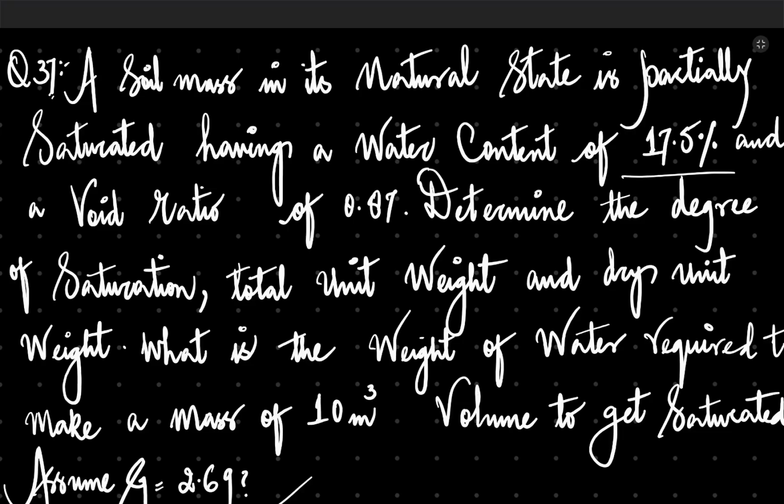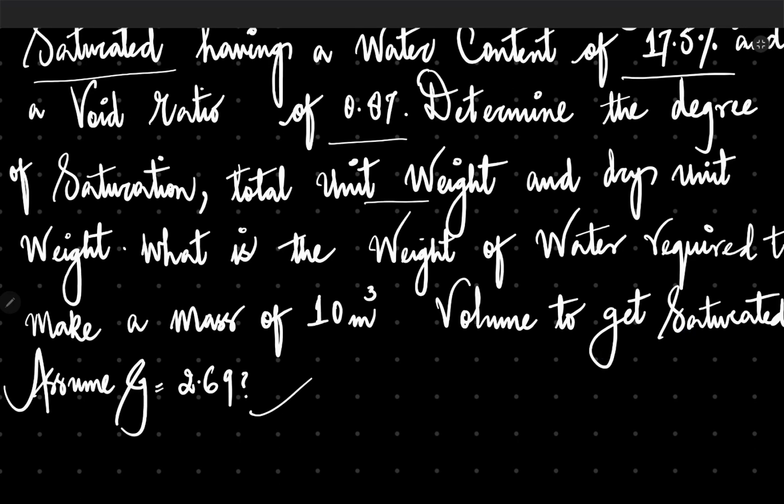So let's get started. Question is, a soil mass in its natural state is partially saturated, having a water content of 17.5% and a void ratio of 0.87. Determine the degree of saturation, total unit weight, and dry unit weight. What is the weight of the water required to make a mass of 10 cubic meter volume to get saturated? Assume G to be 2.69.